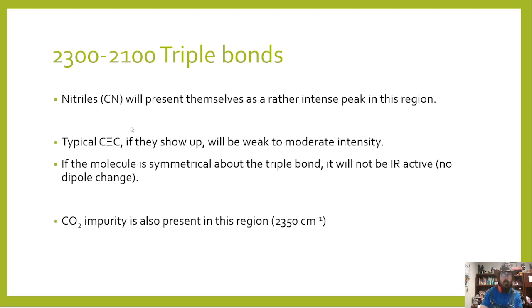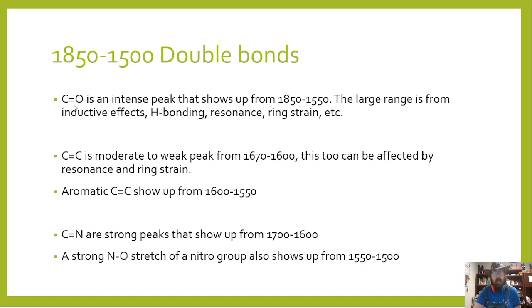Then from there, after 2100, you have a big gap to the 1850 to 1500, where we have our double bonds. Our carbonyl peaks would be 1850 to 1550. This large range, why it's so wide, has to do with a lot of inductive effects, hydrogen bonding, resonance, ring strain. All these things can have an effect on basically the spring constant. So it's going to push it one way or the other. But these tend to be very intense.